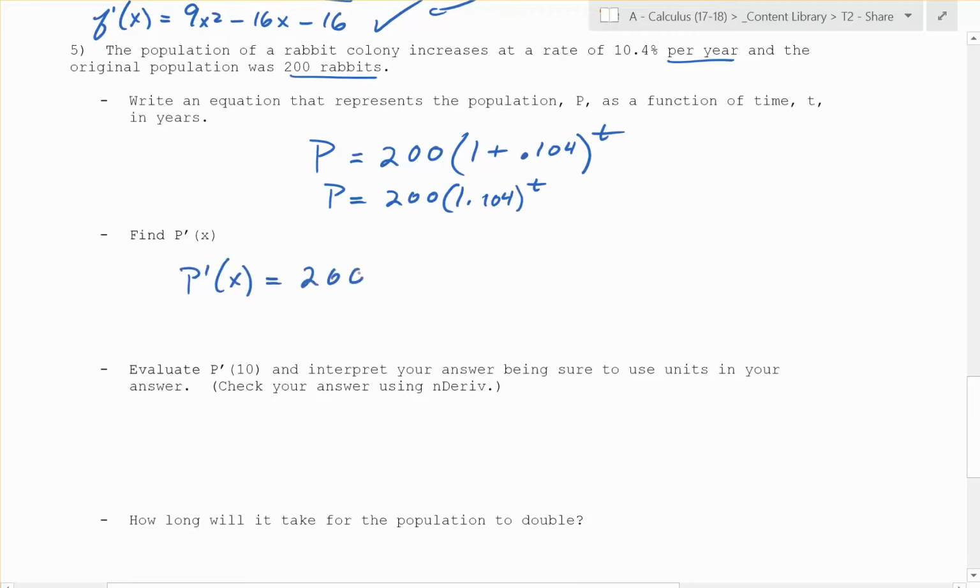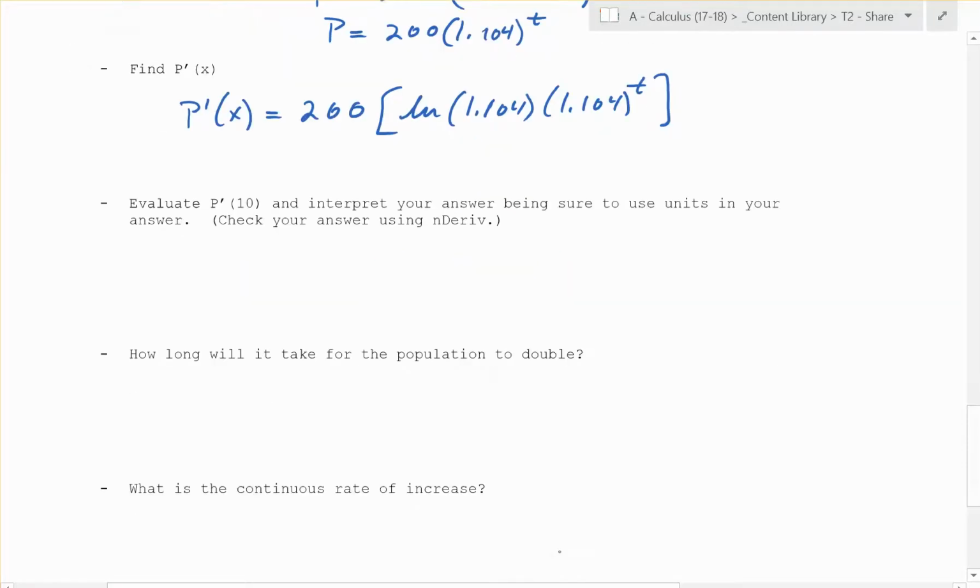And now we have the ability to find the derivative by hand. That 200 is just along for the ride. So it's going to be ln of 1.104 times 1.104 to the t power. There you go. So when it says to evaluate p prime of 10, all you're doing is plugging 10 into there. So p prime of 10, when you do it out, it's going to be equal to 53.22.